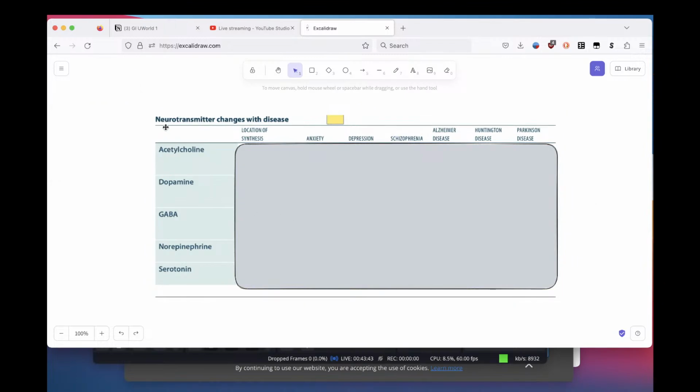Neurotransmitter changes with disease. So we have acetylcholine, dopamine, GABA, norepinephrine, and serotonin. And then we're going to look at location of synthesis, anxiety, depression, schizophrenia, Alzheimer's disease, Huntington disease, and Parkinson's disease. Okay, so let's make the arrows. Okay, acetylcholine. Let's fill out the areas of synthesis. Location of synthesis.